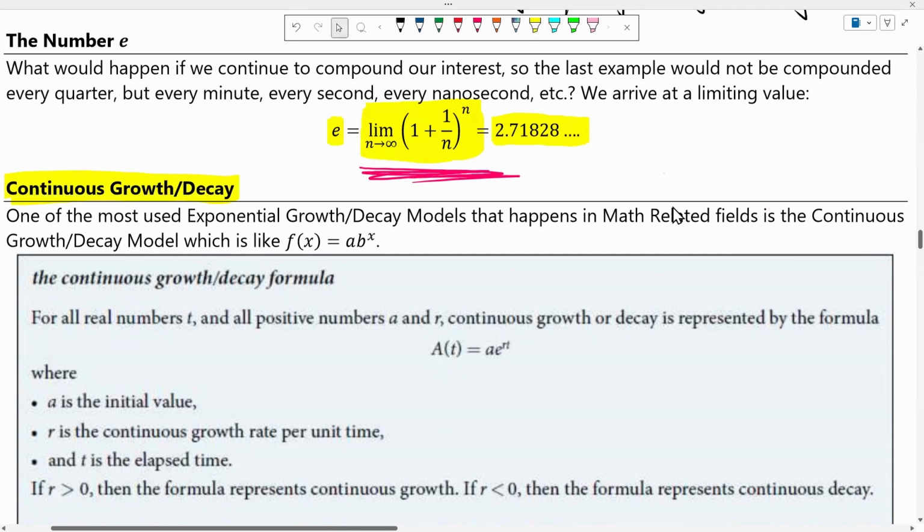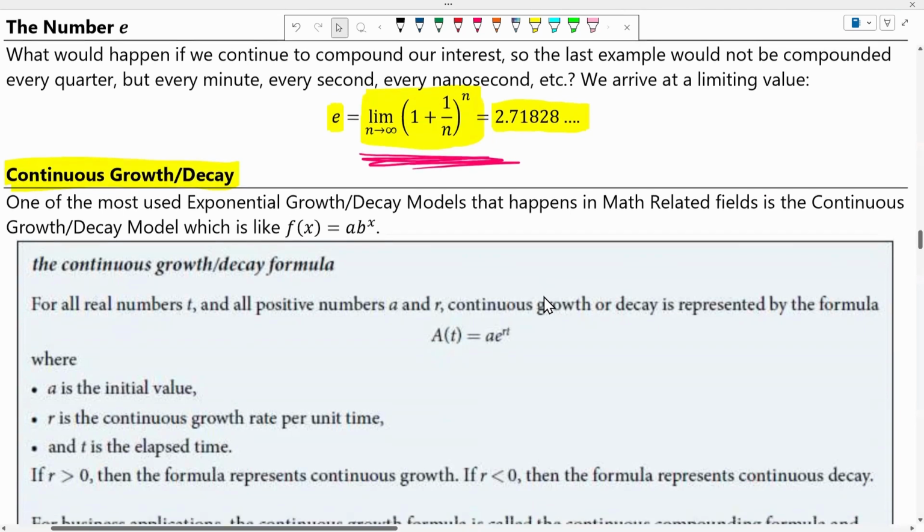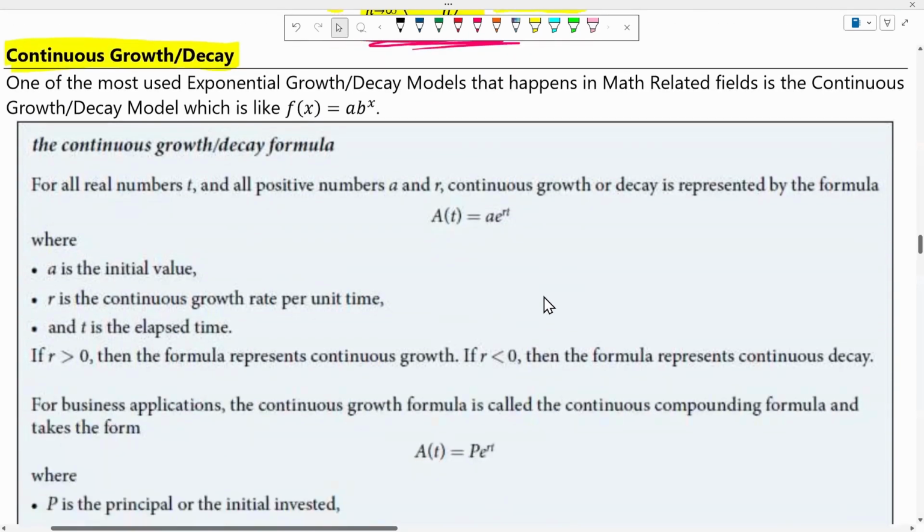Okay, these are going to spell themselves out whenever you need to work with them. Okay, so whenever you see something that says continuous growth and decay, you automatically go to this kind of function right here, A e to the RT.